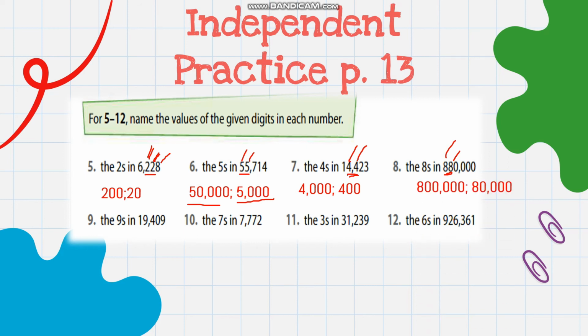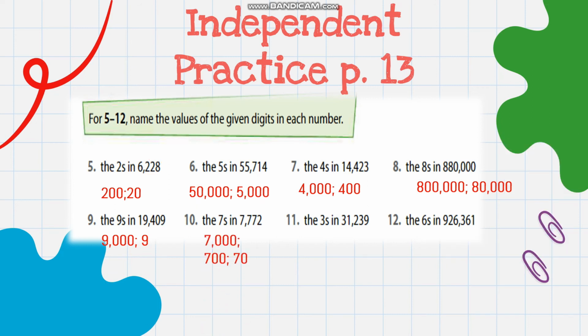Another example is to find the value of digit 9. So the first 9 is in the thousands place, so the answer is 9,000, and the value of the second 9 is in the ones place, so it is considered as 9. Next, 7. The first 7 is in the thousands place, so the value is 7,000. The second 7 is in the hundreds place, so the value is 700. The value of the last 7 is equivalent to 70 because it is in the tens place.